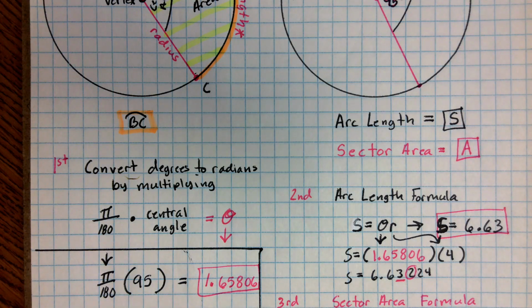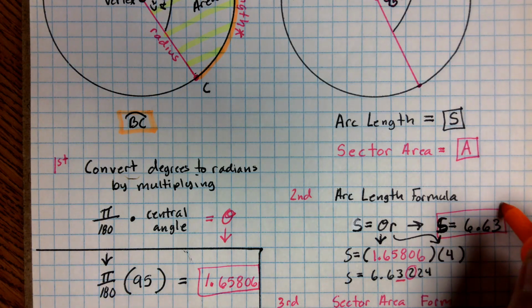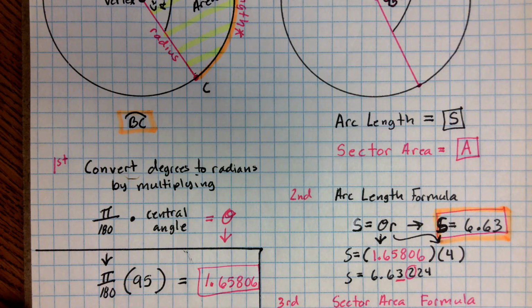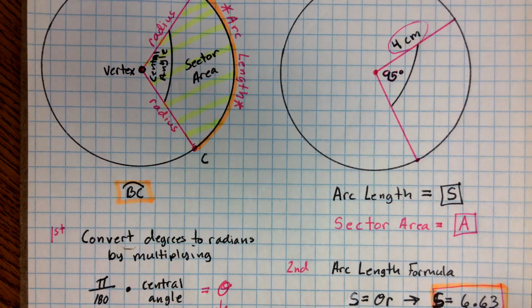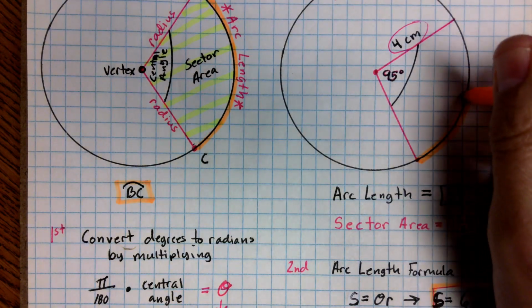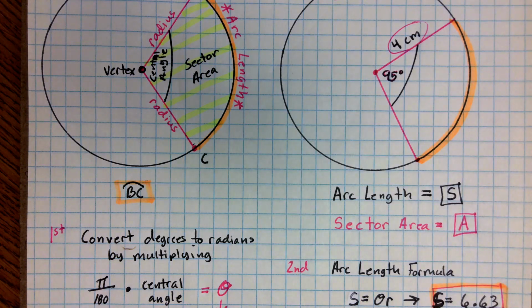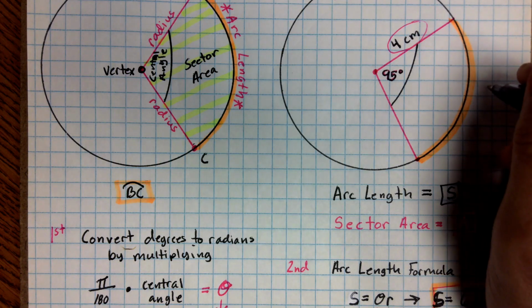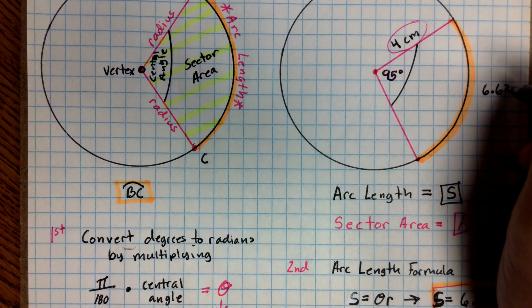So I'm going to use my highlighter real quick. That's my arc length. I'm going to come up here and write that value right here. So this arc length right here is going to be 6.63 centimeters.